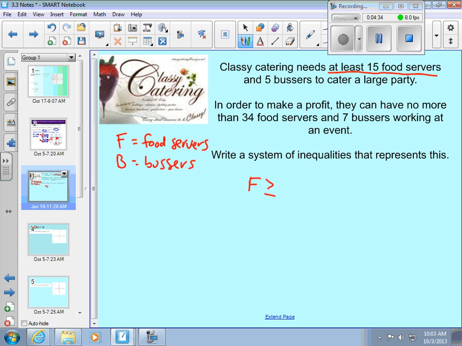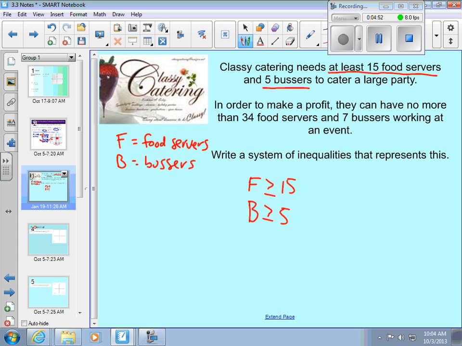So we need at least 15. It can be more than 15, but the minimum number can be 15. And they also need at least 5 bussers. Well, at least 5 would again be greater than or equal to 5, but this would be B.